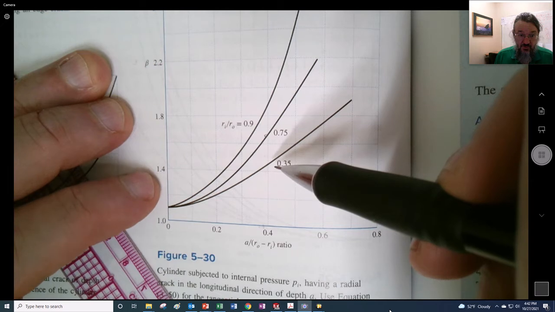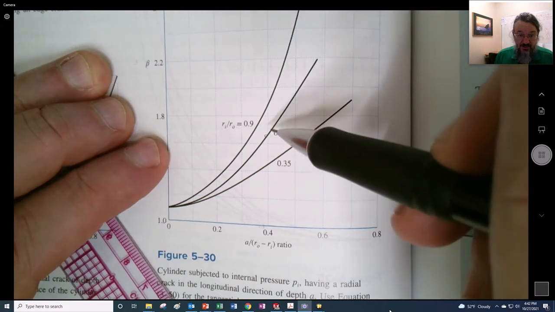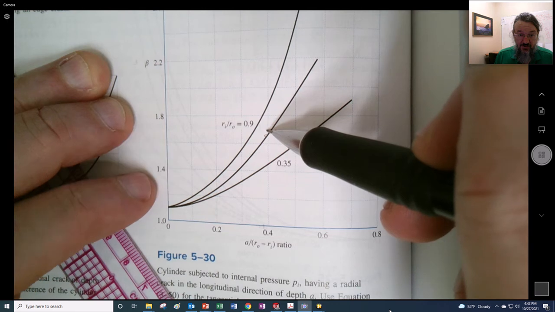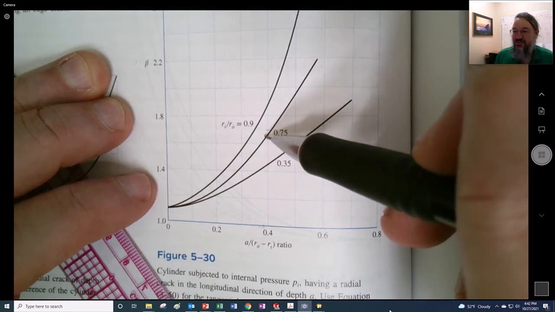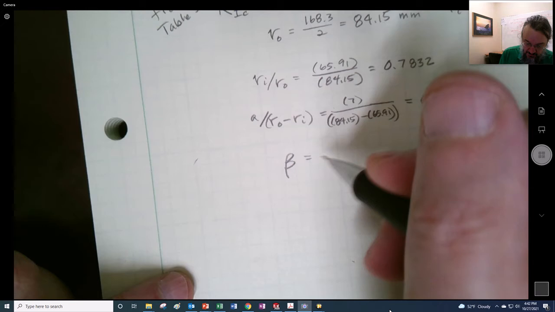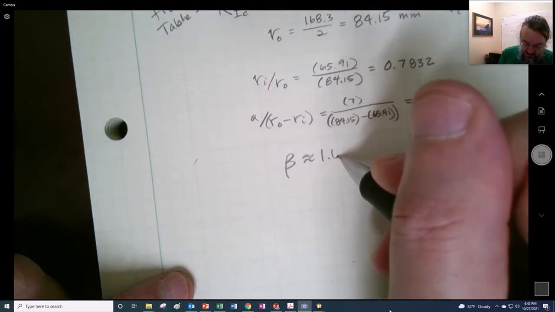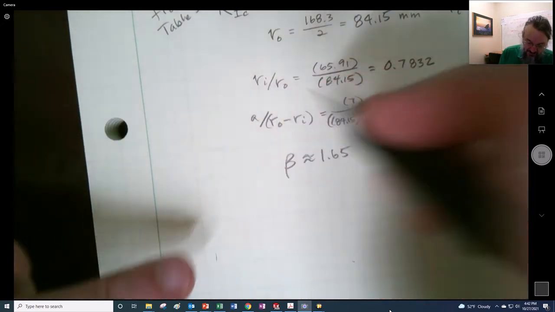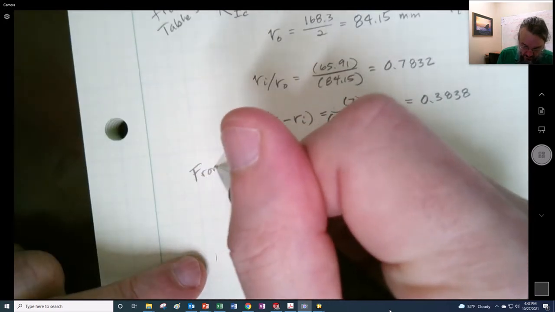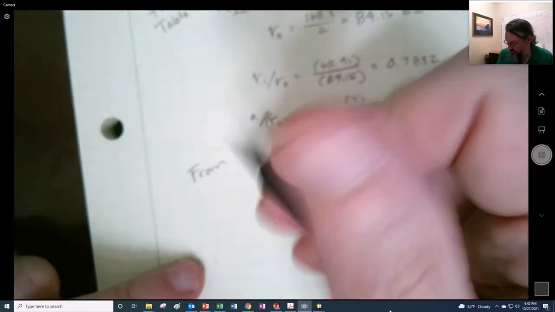So there's 1.4. Here's 1.6. 1.5 is right here. That's not true. 1.7 is right there. So I'm going to say it's 1.65. I've decided 1.65 is close enough for our beta. Approximately 1.65, from figure 530.